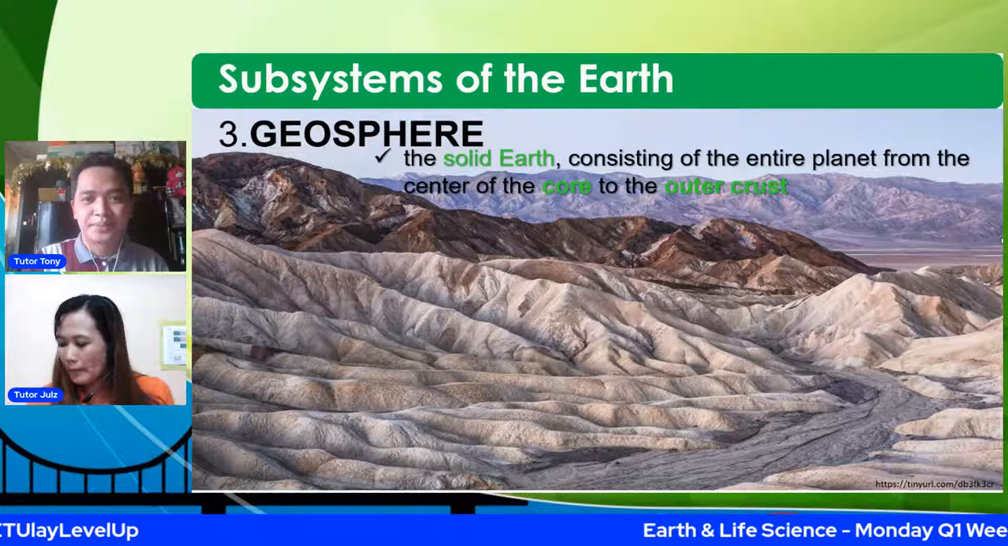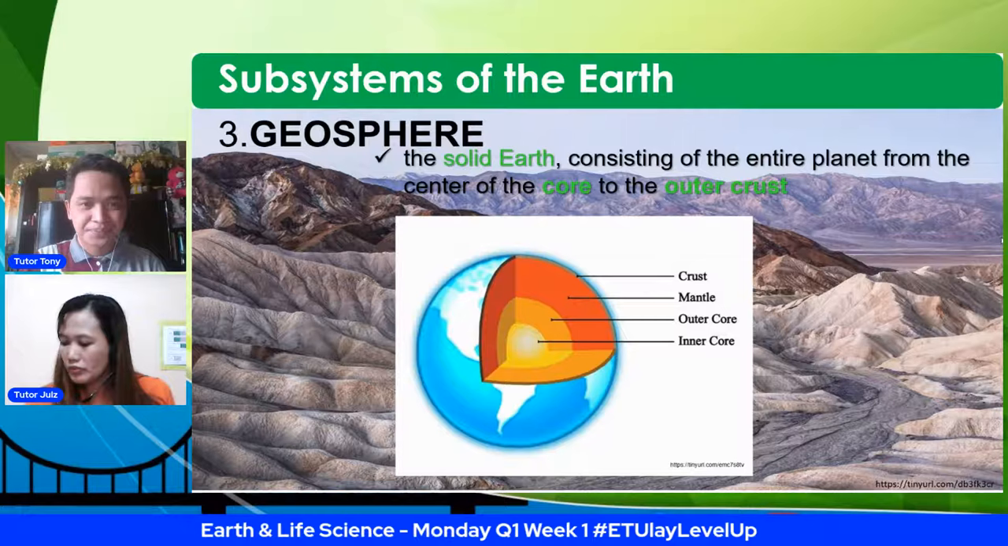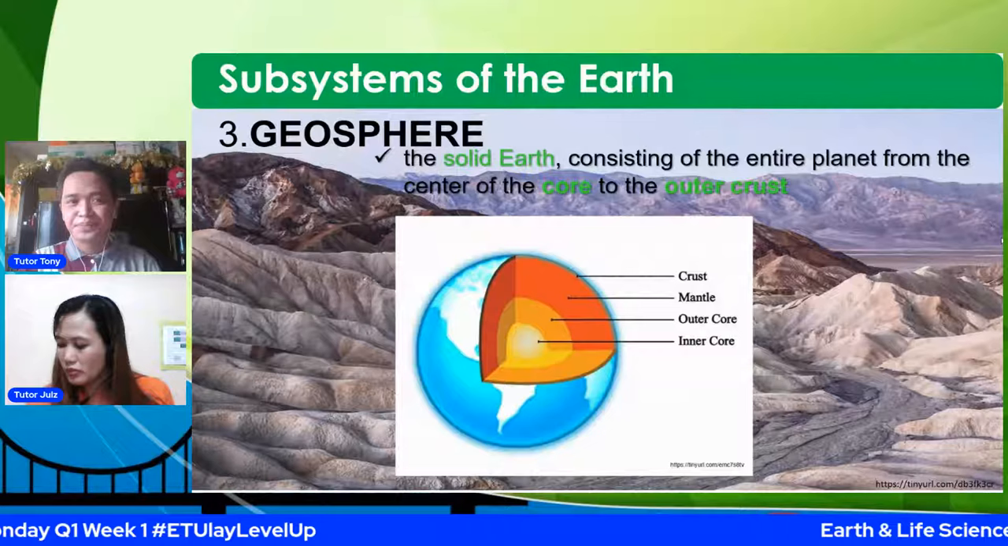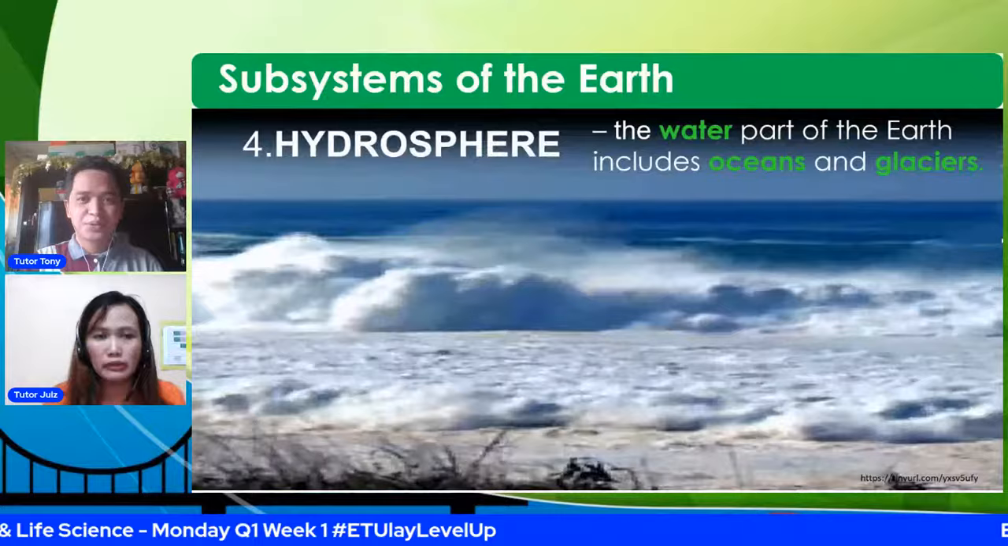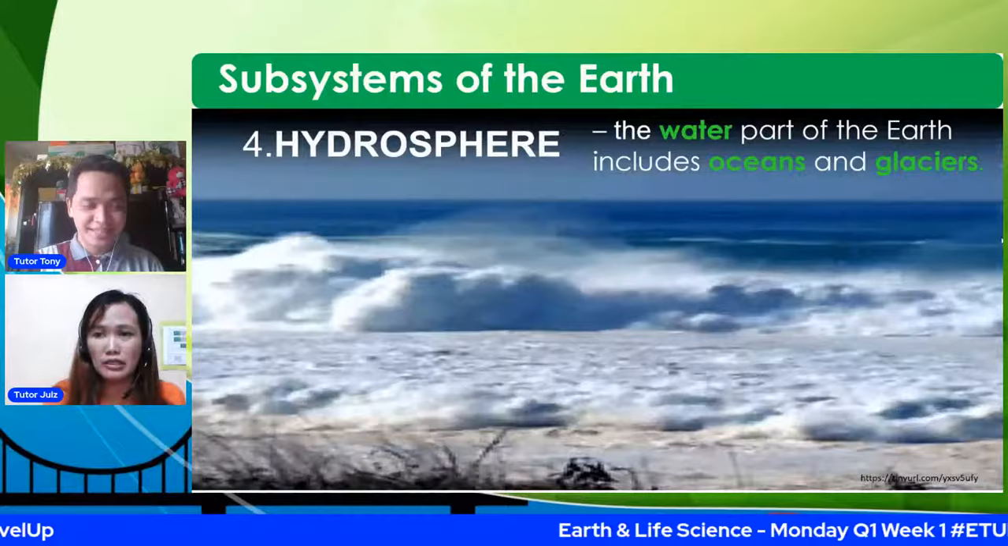Next, ma'am. So we're done with atmosphere, with geosphere. What's next po? Okay. Then next, the subsystem of the Earth. The fourth is the hydrosphere. The water part of the Earth includes the oceans and glaciers. Okay. So that is our hydrosphere.